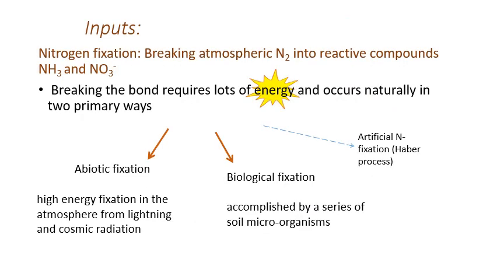So therefore, in order for nitrogen to enter the terrestrial ecosystem, the nitrogen gas in the atmosphere has to be broken into reactive compounds. And breaking the bond requires a lot of energy. This occurs naturally in only two ways, and then humans have invented a third way to fix nitrogen.